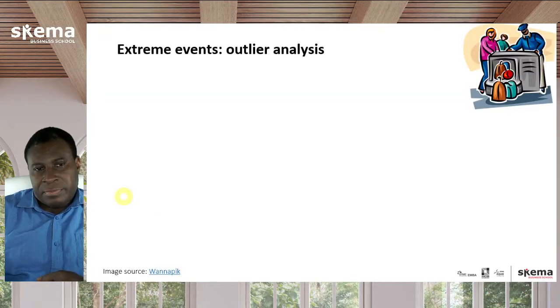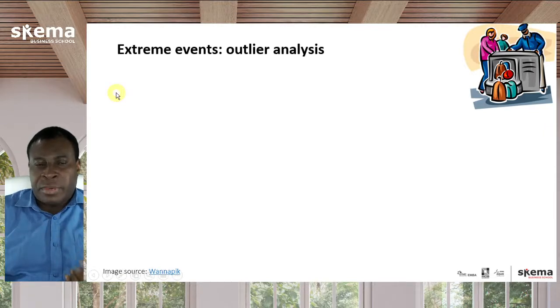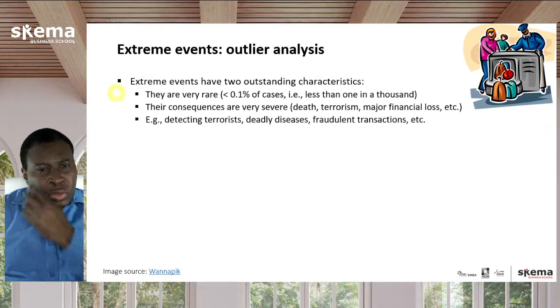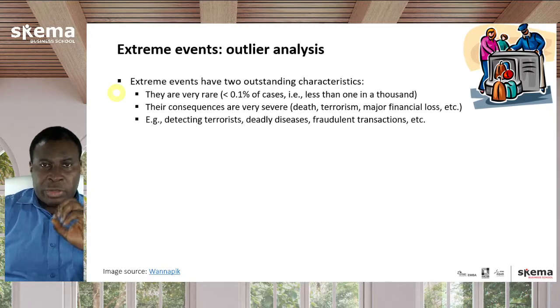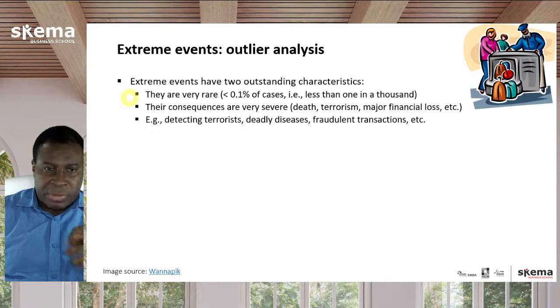Okay, another example. So here we're looking at what I would call extreme events. Extreme events have two main characteristics. One is they're very rare. Very rare means less than 1 in 1,000. It's not just like 1 out of 10, but it's less than 1 in 1,000, 1 in 10,000, 1 in 100,000. So that's why it's extreme. It's something that does not occur very often. Yet it is very important, and its consequence is very severe. Unfortunately, it's almost always very negative.